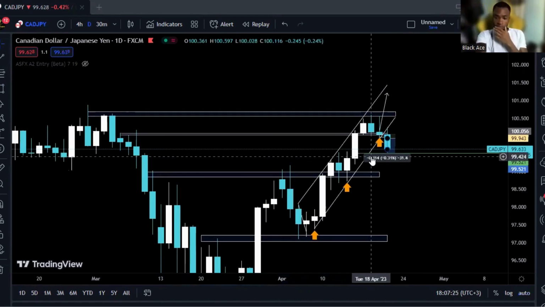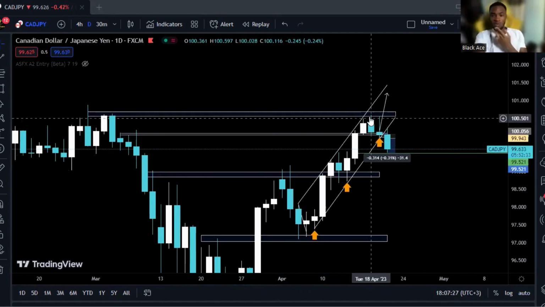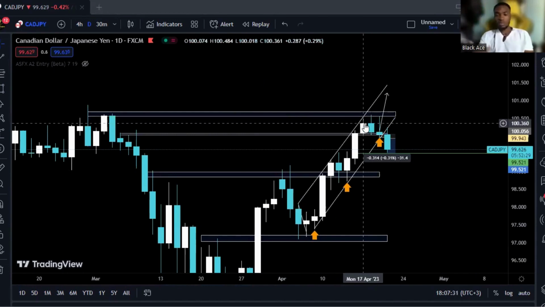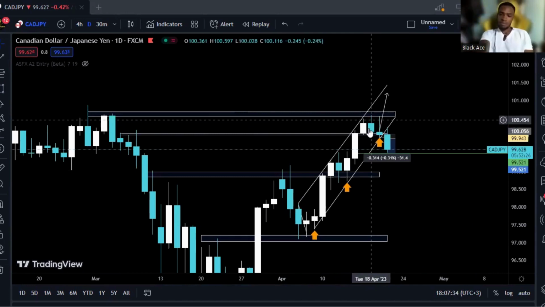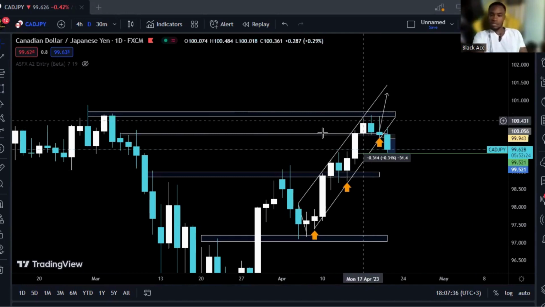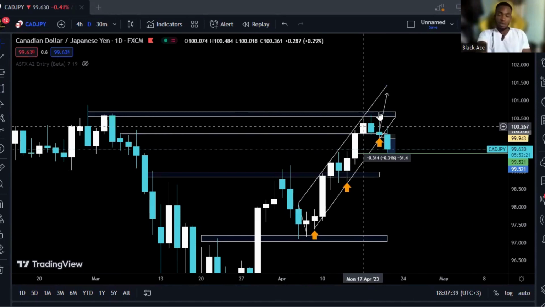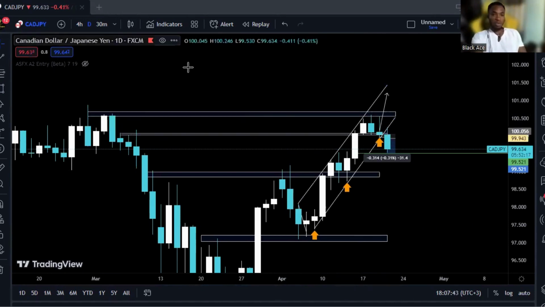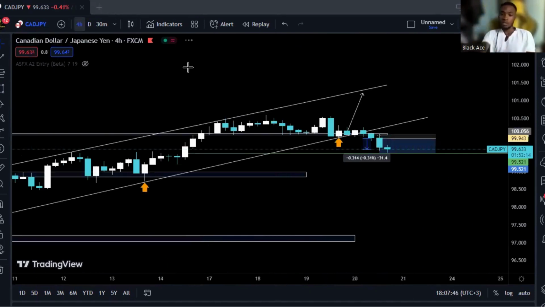And then on Tuesday here, we got a rejection. That became our confirmation candlestick. As you can see, it was a bearish engulfing candlestick. It completely engulfed the previous candlestick that was formed on Monday that broke above this structure. And I was like, okay, cool. Now we should be looking for selling opportunities in this pair.